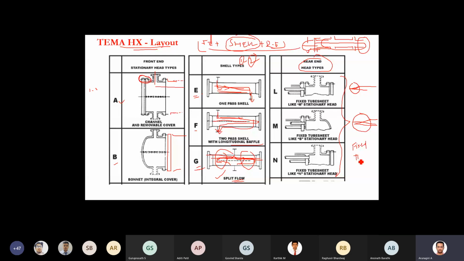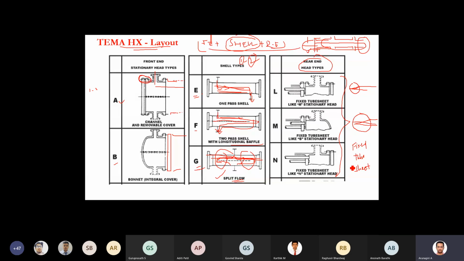So your tube sheet is fixed, which means it is attached with your shell. Okay. So the fixed tube sheet means the tube sheets are permanently attached with your shell. There will be no thermal expansion. So if the shell side fluid and tube side fluid should not be mixed, then in such cases we will go for this type of arrangement.